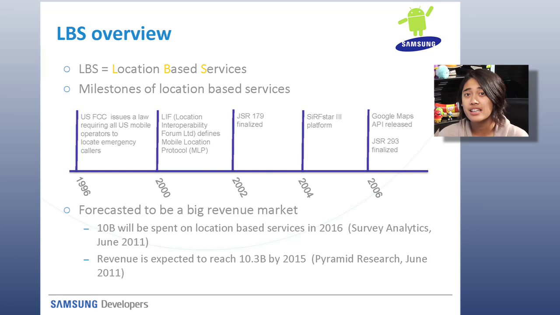Starting in 1996, there was the FCC mandate for E911, which basically required operators to be able to locate emergency callers through their cell phones. After that, in 2000, the Location Interoperability Forum was created, a group of both operators and device manufacturers, as well as other industry players, that wanted to define how the interaction between the network and the client would be around location.